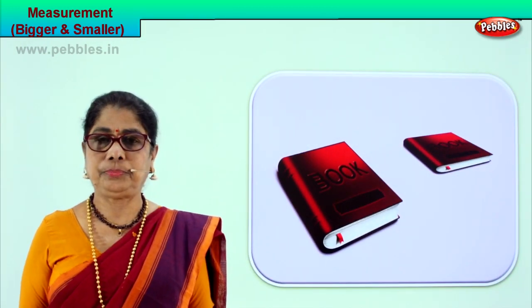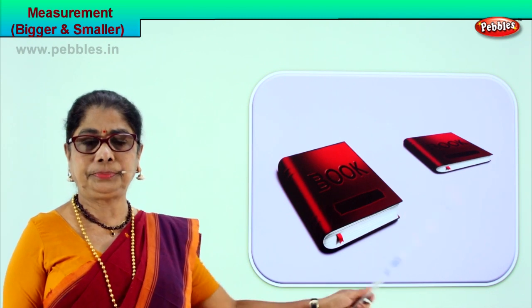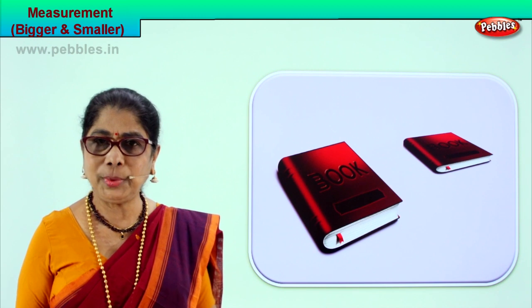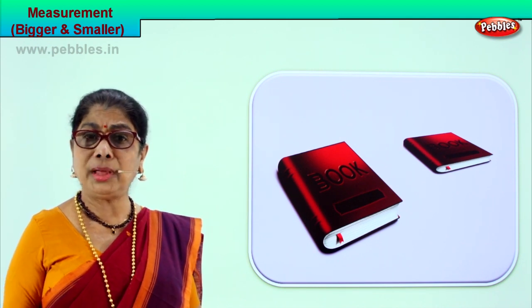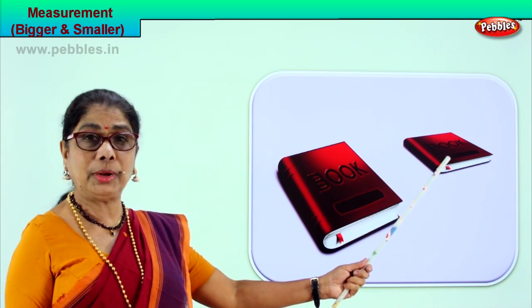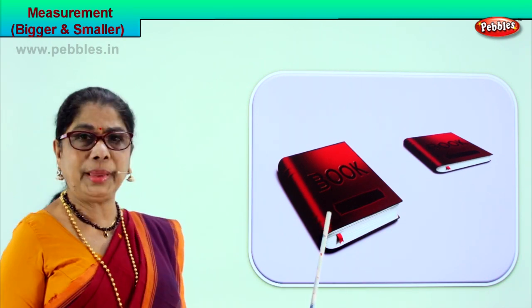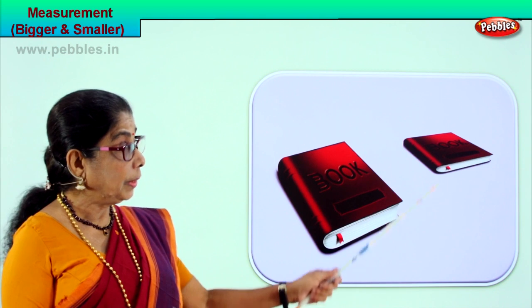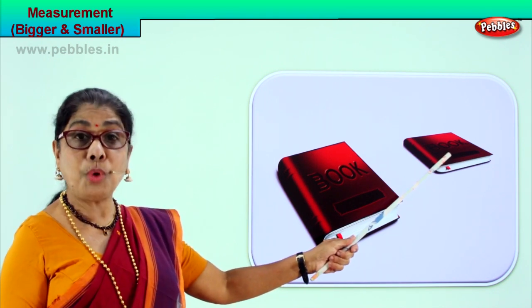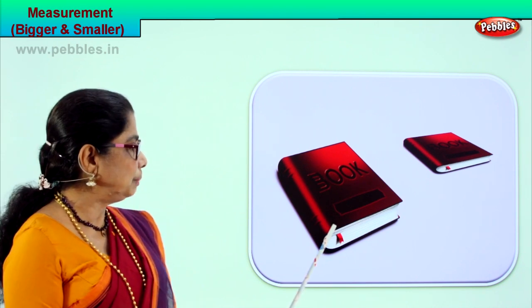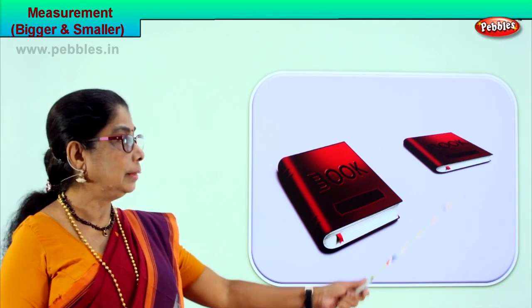look, we have two books here. What are we doing? We are comparing. What are we comparing? Which is smaller? Definitely, this is smaller. Which is bigger than that? This book is bigger. So we say, this book is smaller than this book. Or, this book is bigger than this book.